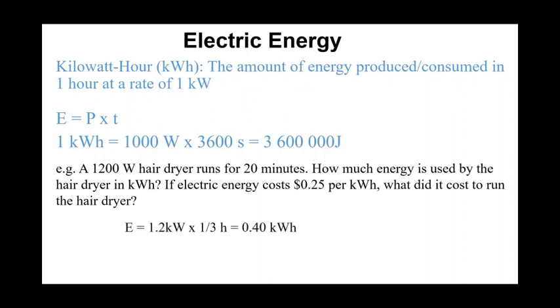All right, so the energy is the power times the time. Notice that I've converted the power into kilowatts and the time into hours. So 1200 watts is 1.2 kilowatts. 20 minutes is a third of an hour, so 1.2 times a third of an hour gives 0.4 kilowatt hours. That's the amount of energy that was used in kilowatt hours. And then to calculate the cost, we just take the number of kilowatt hours times the cost per kilowatt hour, and we get the answer of about 10 cents.